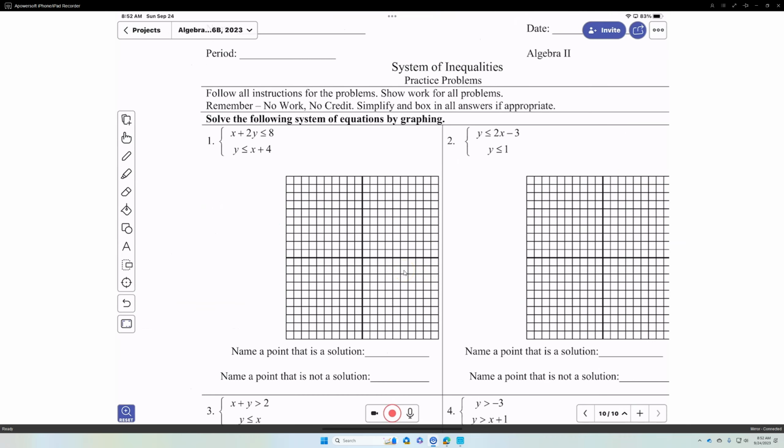Solve the following system of inequalities by graphing. I should say inequalities. Please do all these 4 problems. I'm going to do one of them. I'm going to go ahead and do number 2.